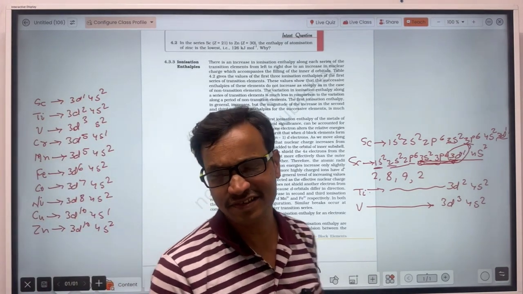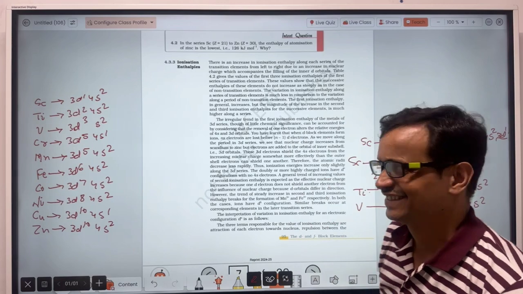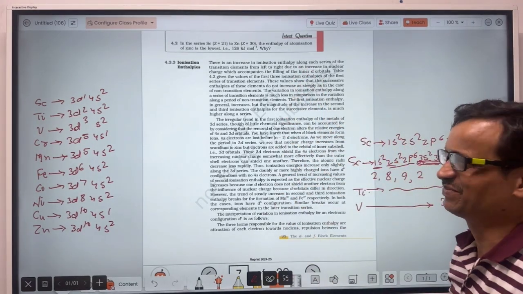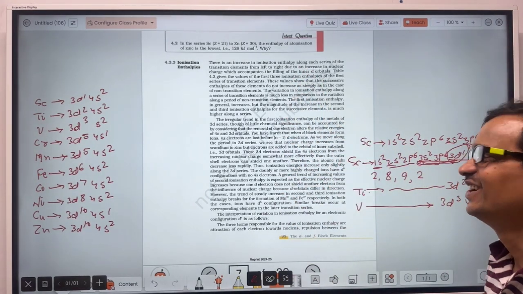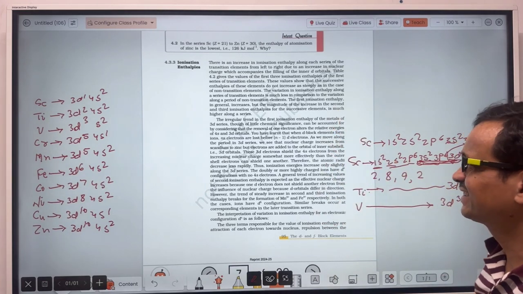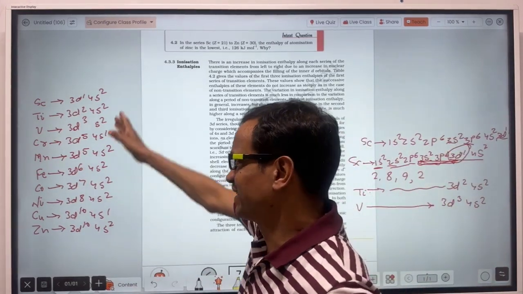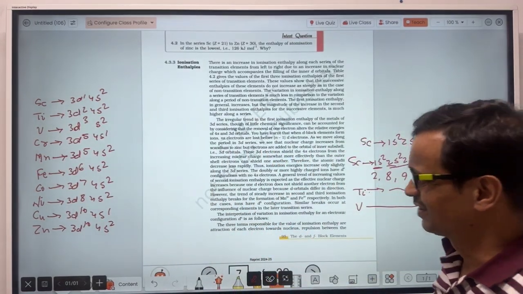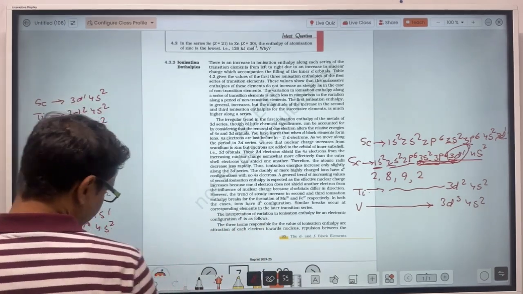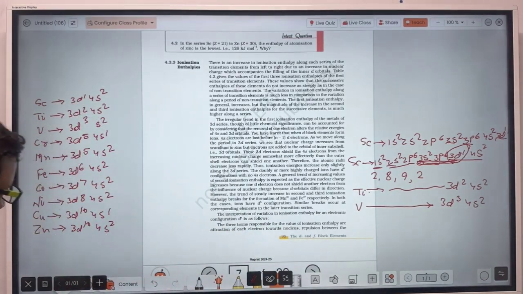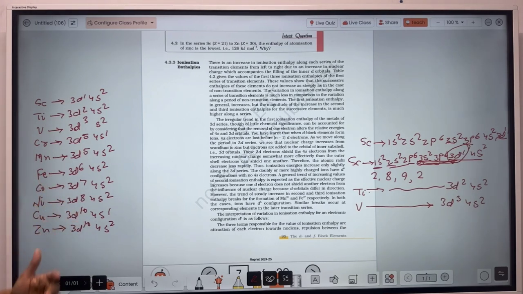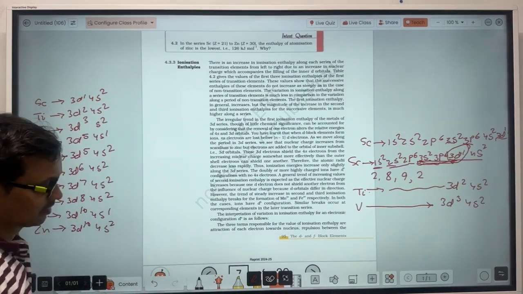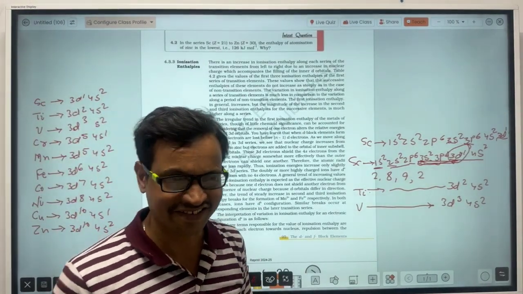By watching this electronic configuration, and then what is written in your NCERT book, you will not feel any necessity to read it. But read it once and you will realize that you can predict it by yourself. Whatever is written here, you can predict. So first, generally on moving across the period, the first ionization enthalpy, then second and third ionization enthalpy, generally increase.